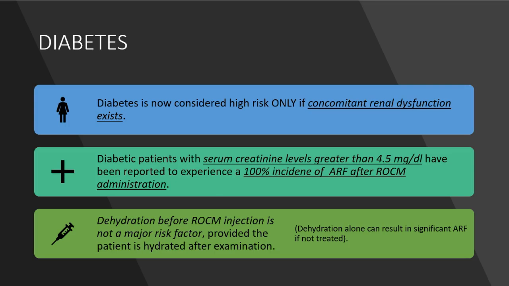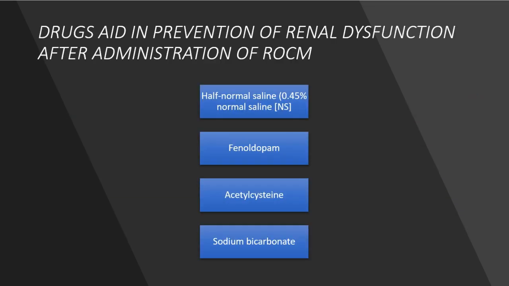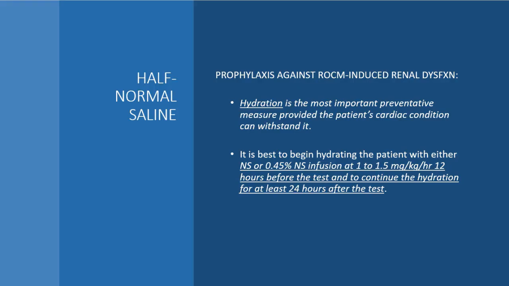But you have to be careful, because if they're compromised, their body can't filter out all of that fluid. So you have to be careful about how much fluid you give. That's up to the nurse and the doctors to figure out. Drugs aid in the prevention of renal dysfunction after administration of contrast. We usually give normal saline to help hydrate patients, and the different drugs here, such as half normal saline, are prophylactics against contrast-induced renal dysfunction. Hydration is the most important preventative measure, provided the patient's cardiac condition can withstand it.